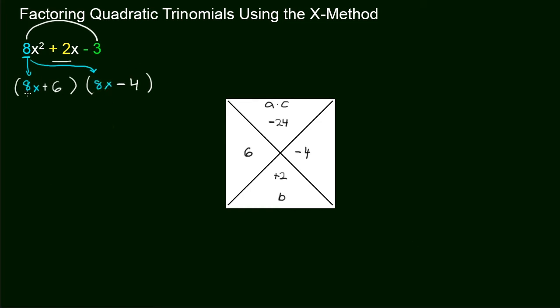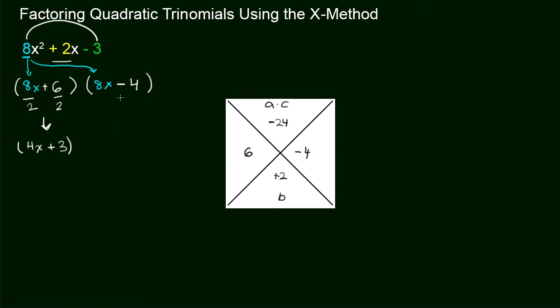Our final step is to simplify both of these binomial expressions to its lowest term, which means I want to divide out the common factor in each of these binomial expressions. In my first binomial expression, 8x and positive 6, 8 and 6 are both divisible by 2. So I'm going to divide both of these by 2, which gives me 8 divided by 2 is 4, and there's an x over there. 6 divided by 2 is positive 3.